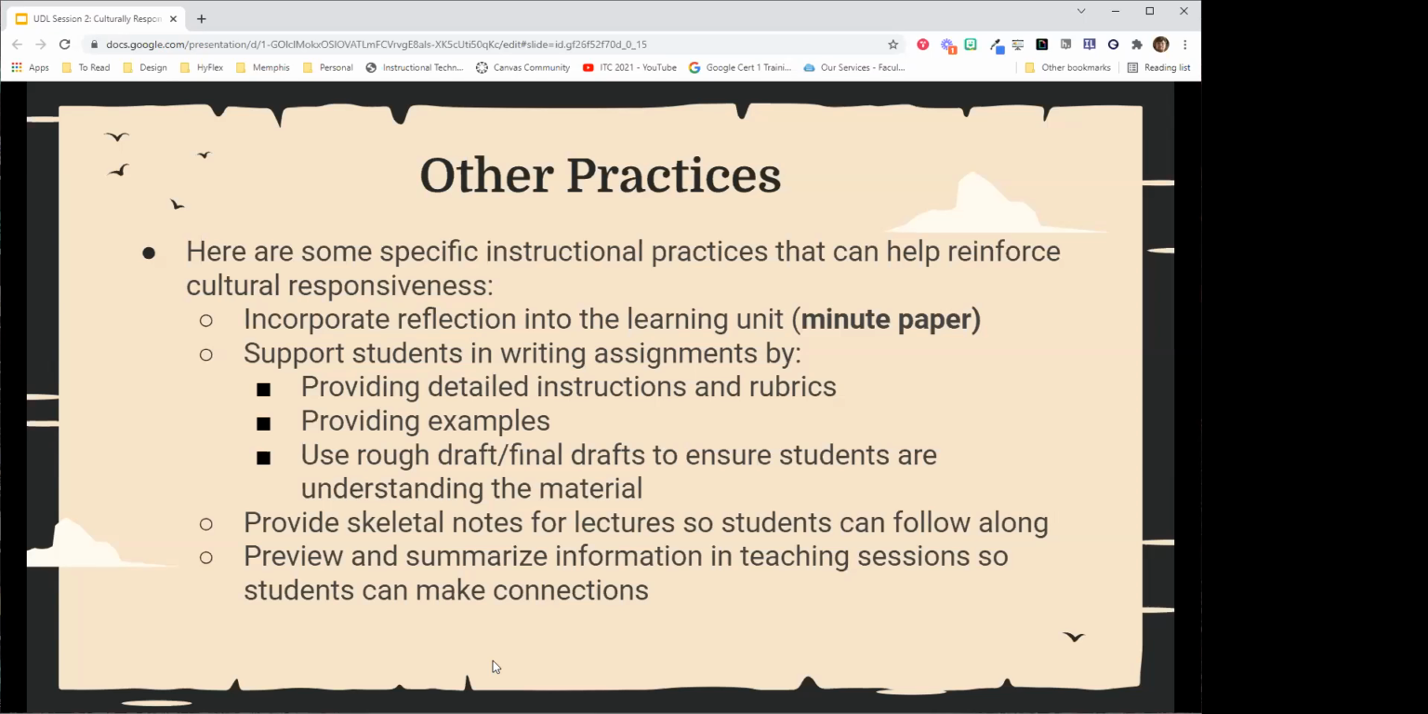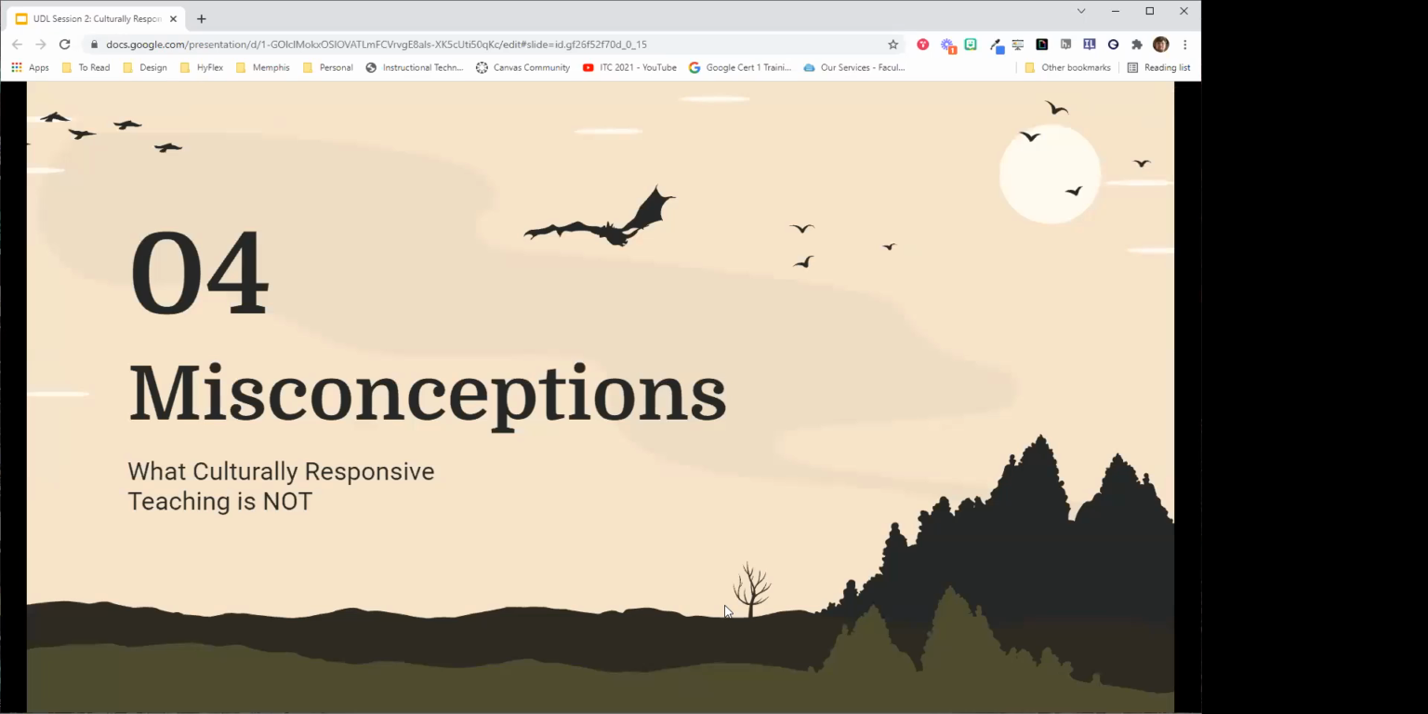So these are some examples of practices that culturally responsive teaching can do, especially using that Ready for Rigor framework. Before we wrap up today, we want to take some time and share with you what some misconceptions are. So I'm going to share that. I'm going to pass that back to Paige.